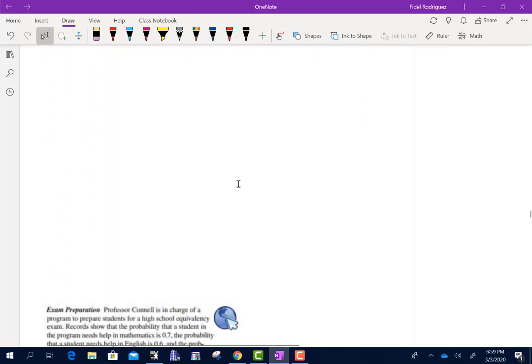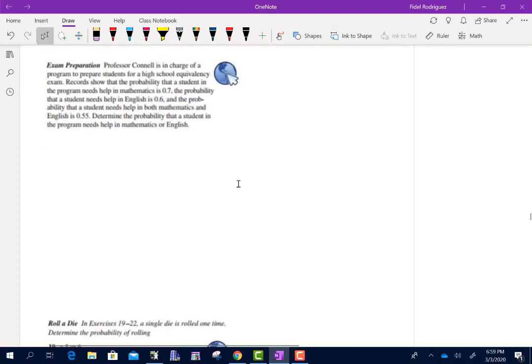So let's keep scrolling along here. Okay, so let me read this problem here. It says, exam preparation. Professor Connell is in charge of a program to prepare students for a high school equivalency exam. Records show that the probability of the student in the program needs help in math is 0.7. The probability that they need help in English is 0.6, and the probability that they need help in both math and English is 0.55. Determine the probability that a student needs help in math or English.